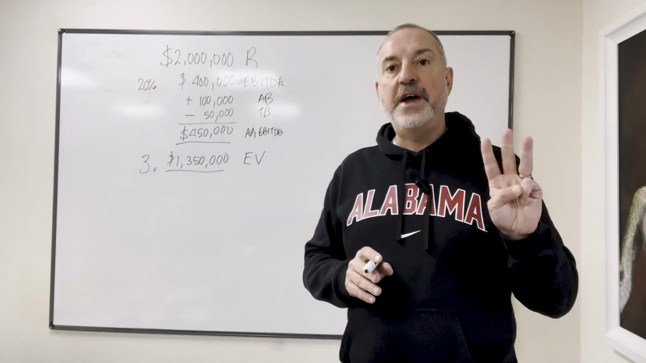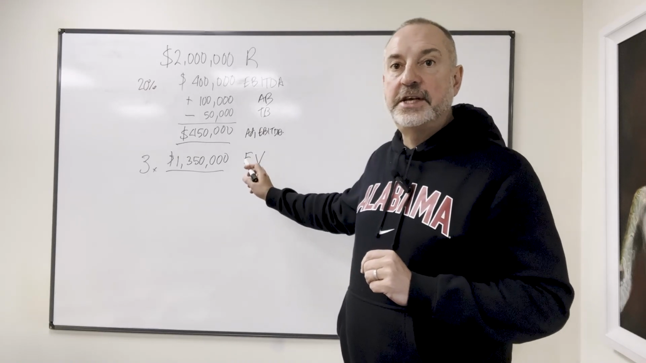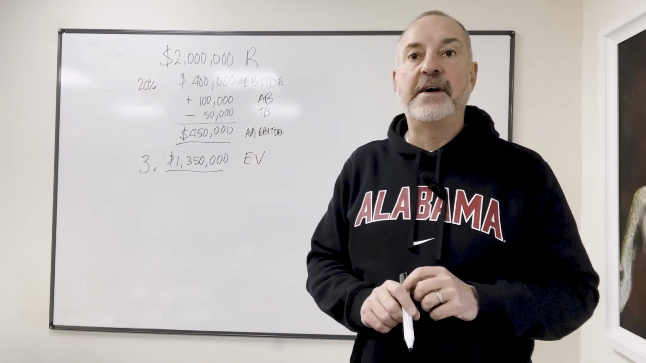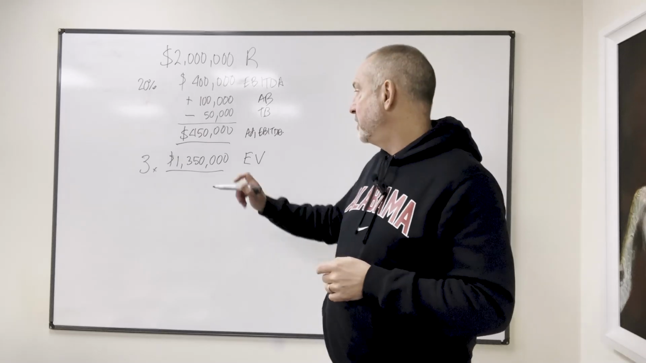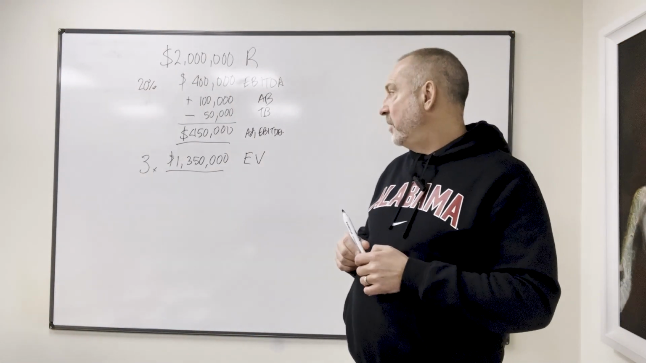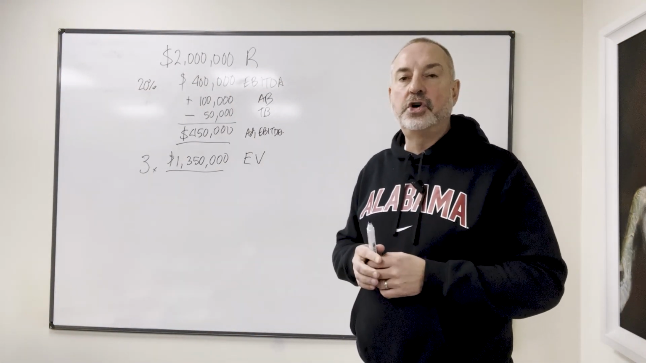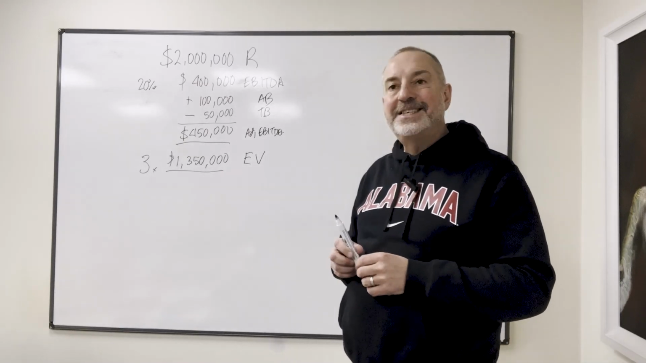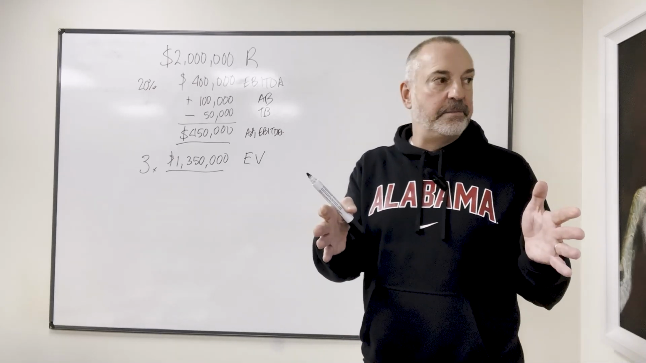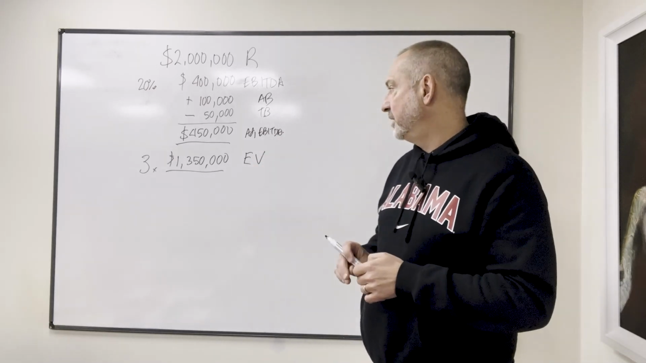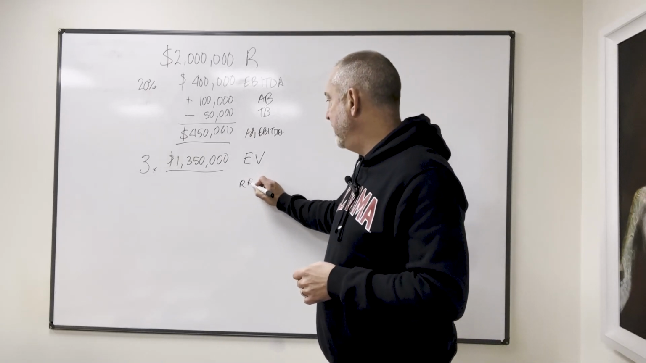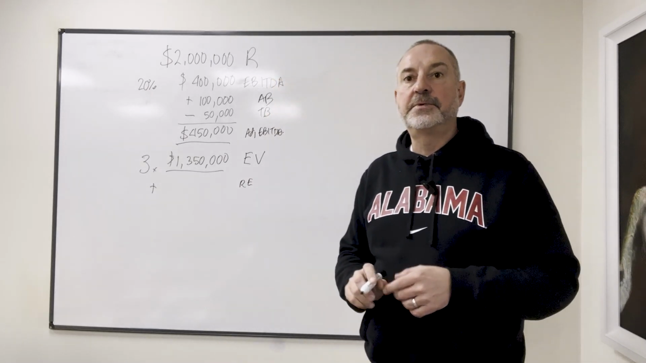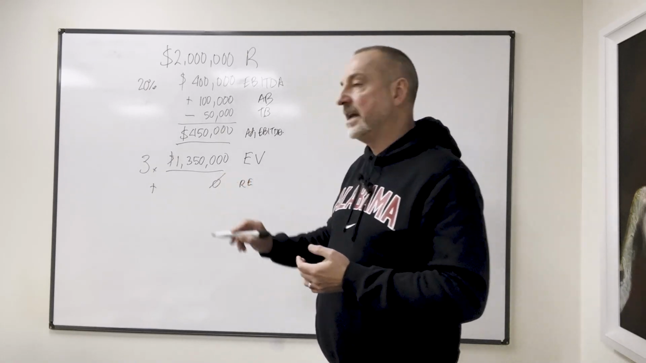There are 3 things that we need to adjust in enterprise value to get equity value. The first one is real estate. The enterprise value is the value of the business. If we were buying the real estate as well, we'd be paying for that separately. So if the real estate was worth $300,000 and we were buying that alongside the business, we'd be paying $1.65 million. So $1.35 million for the business, $300,000 for the real estate. If you've got real estate in the deal, that's always a plus. In our example, we don't, so that's a 0.